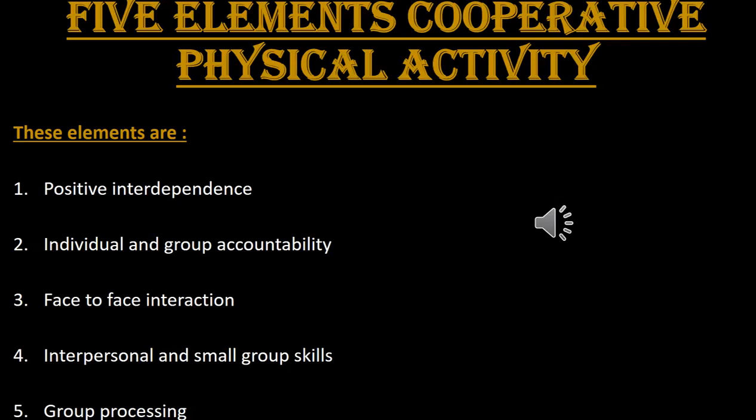And then there's interpersonal and small group skills, as well as group processing. You all work together. And then each and everyone is able to contribute his or her part in achieving your aim of forming the physical activity group. Thank you.